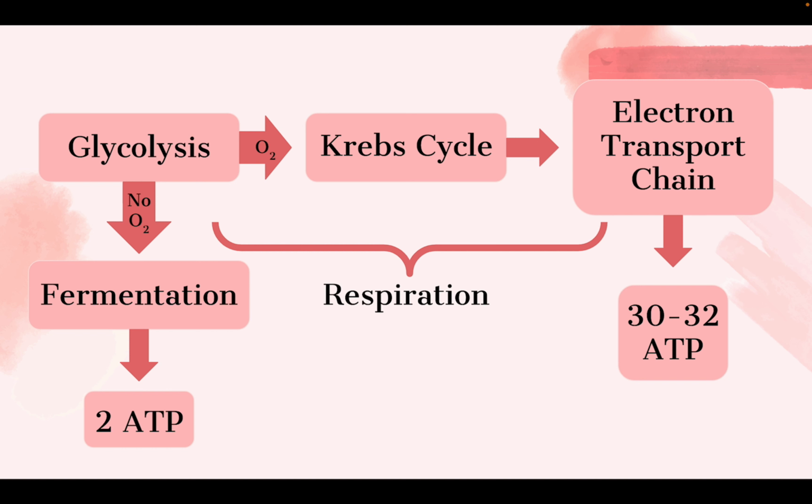If you have oxygen, you're going to go to the Krebs cycle, then to the electron transport chain, and make about 30 to 32 ATP. This is what we call cellular respiration. Now, if you don't have oxygen, you're going to go down this path to fermentation, and you're going to make about 2 ATP, and this is per glucose.